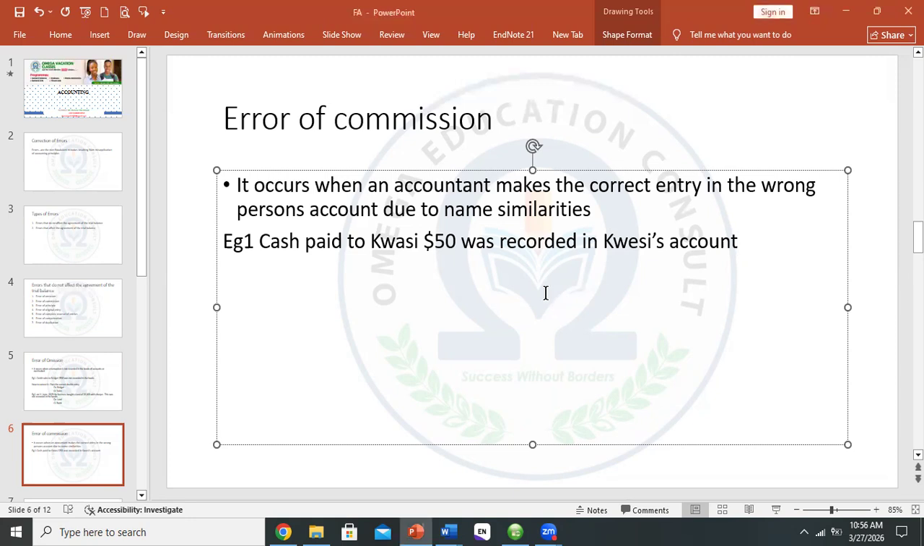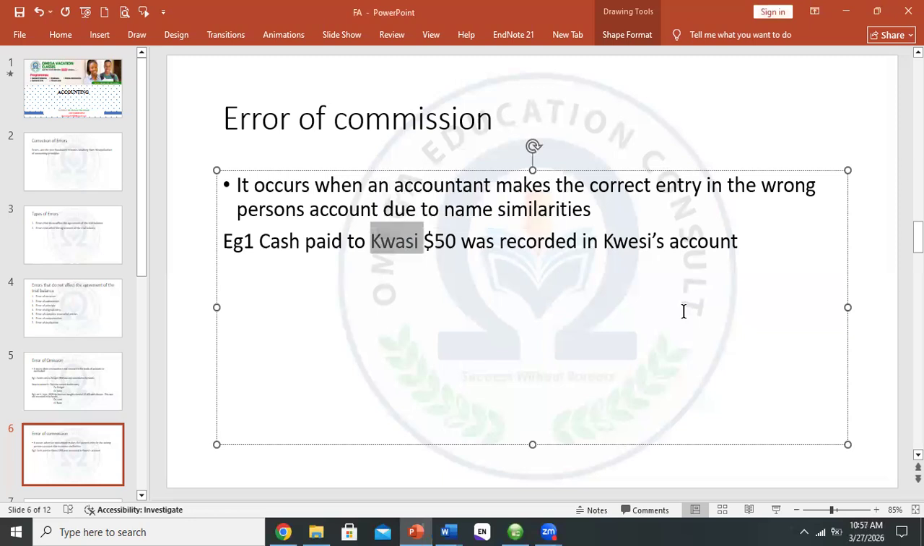Cash paid to Kwesi with A was recorded in Kwesi with E's account. So who is the wrong person here? Is it Kwesi with A or Kwesi with E? Okay, so Kwesi with A is the true person, the right person we have to acknowledge, but we put it in this wrong person's account.